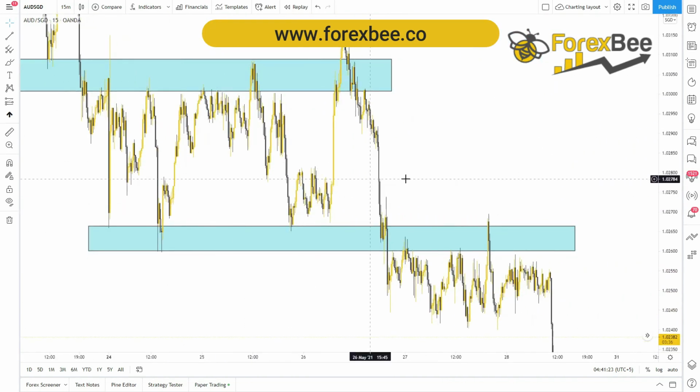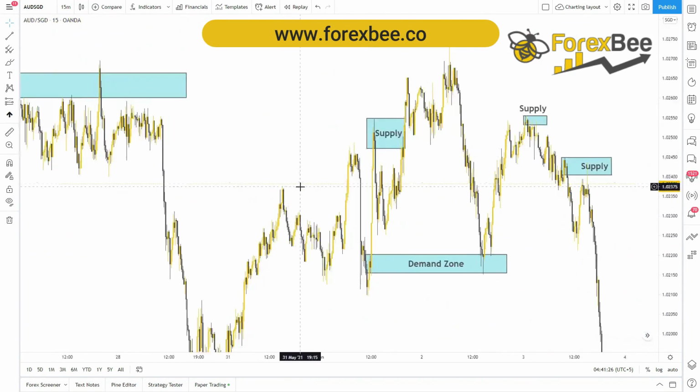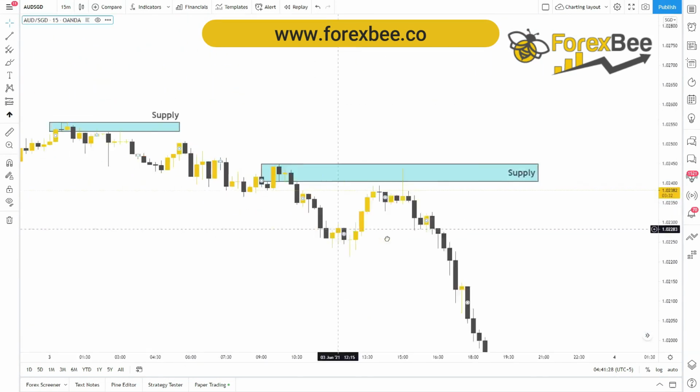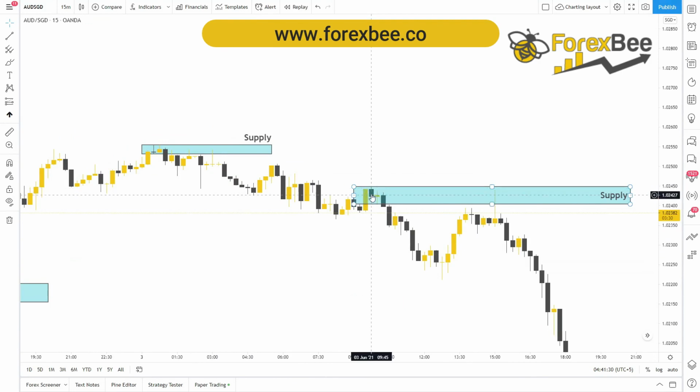Now let's compare it to supply and demand zones. Here we have a supply zone that is a rally, base, drop supply zone. The orders are getting fulfilled here, and then the price continues its trend. It's going down. It's not like the price will bounce back from this region; this is only a supply zone.